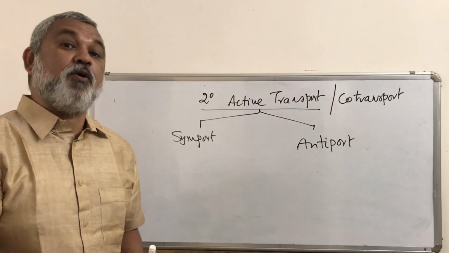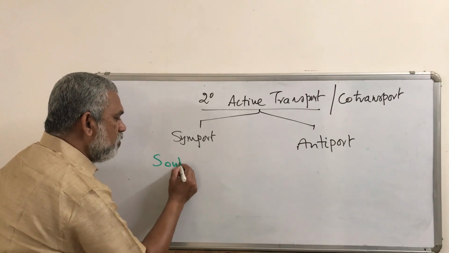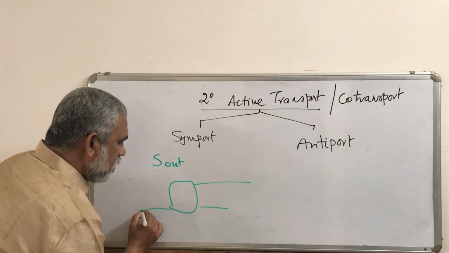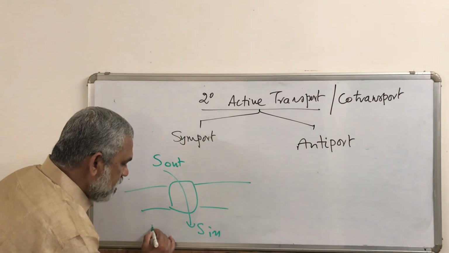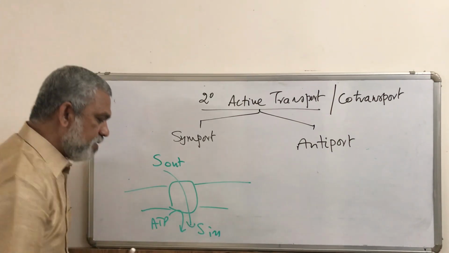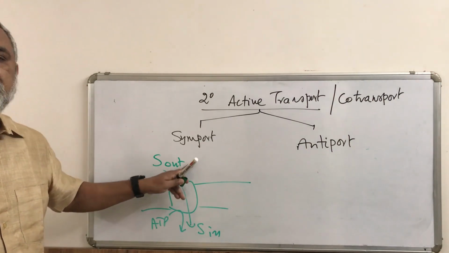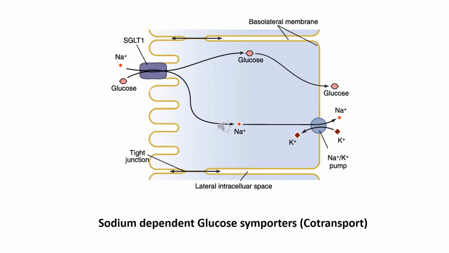What happens in a symport mechanism? If this is the substrate molecule which is outside, this molecule must be brought inside. In order to bring the substrate molecule in, ATP hydrolysis occurs. ATP is hydrolyzed to ADP and Pi. That energy is utilized for bringing the molecule inside. This is a model for glucose or galactose transport across the membrane. It has 2 binding sites, one for glucose and another one for sodium.